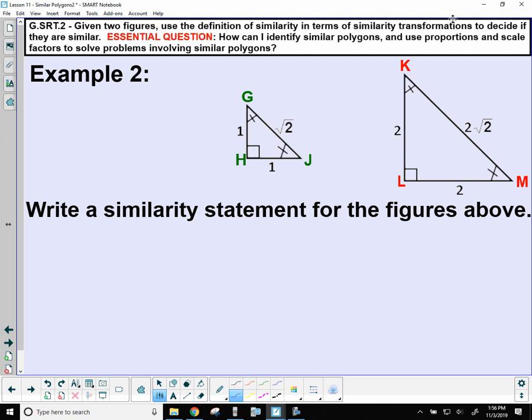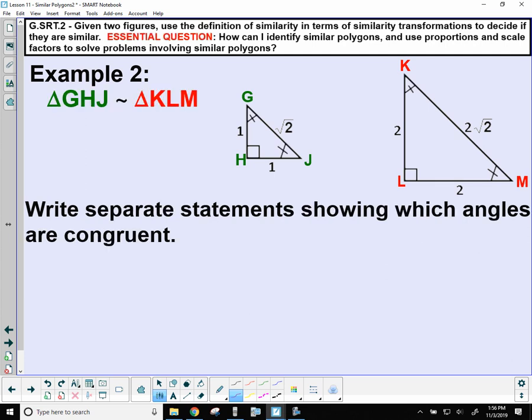Anyway, example 2, again, should be on your fill-in-the-blank paper. We want to write a similar statement for the figures above, which means triangle something something something is similar to triangle something something something. Again, order matters. Make sure you keep things corresponding. Just take a hot second to write one. Alright, here we go. This one's mine. We're going to say triangle GHJ is similar to KLM.